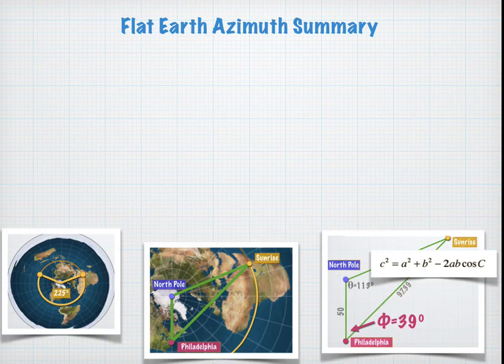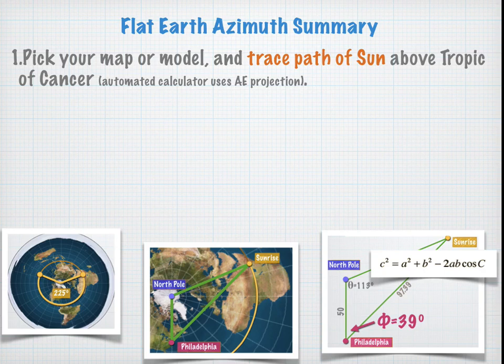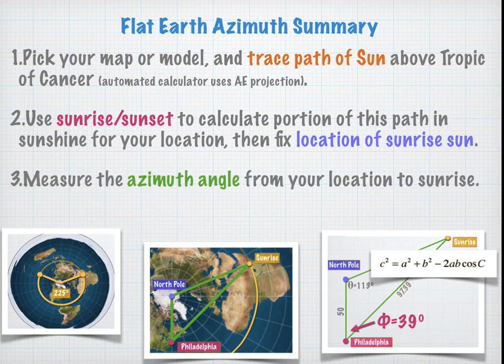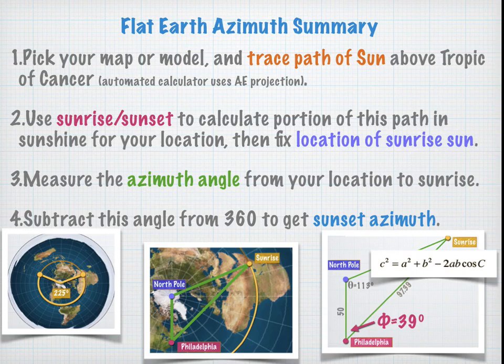All right, so let's summarize what we did with the flat Earth. You could pick your map or model and trace the path of the sun above the Tropic of Cancer. You can use the sunrise and sunset times to calculate the portion of this path in sunshine for your location. And then you could fix the location of the sunrise sun. And then you're going to measure the azimuth angle from your location to sunrise using that triangle. All right, and then subtract that from 360 to get the sunset azimuth. So that's how we did it on the flat Earth.